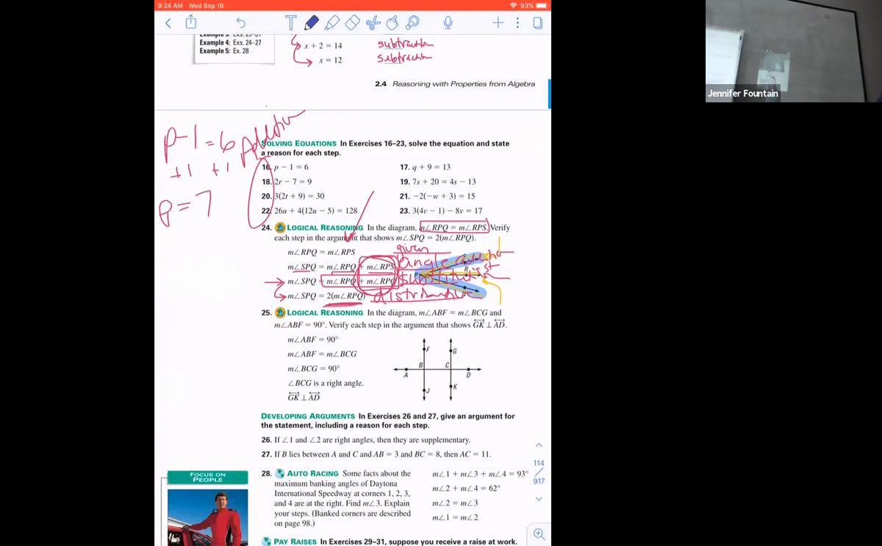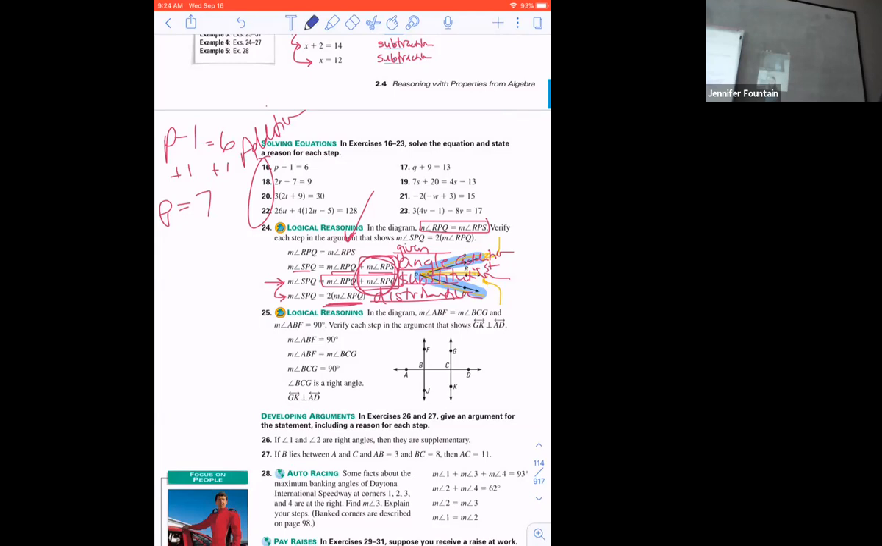Number 18, 2R minus 7 equals 9. I would need to add 7 to each side first, addition property of equality. So I'd have 2R equals 16. Using the division property, I would divide both sides by 2, so R is equal to 8.